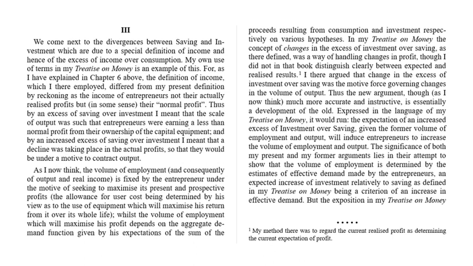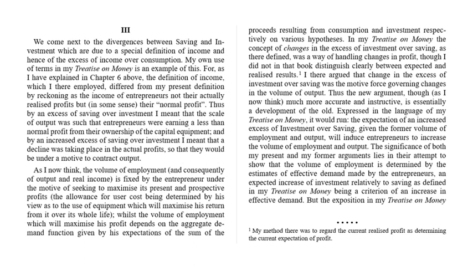profit. Thus, by an excess of saving over investment, I meant that the scale of output was such that entrepreneurs were earning a less than normal profit from their ownership of the capital equipment, and by an increased excess of saving over investment, I meant that a decline was taking place in the actual profits, so that they would be under a motive to contract output.